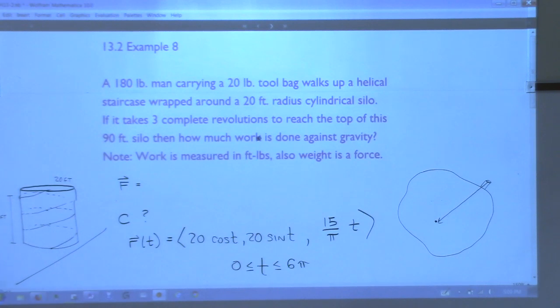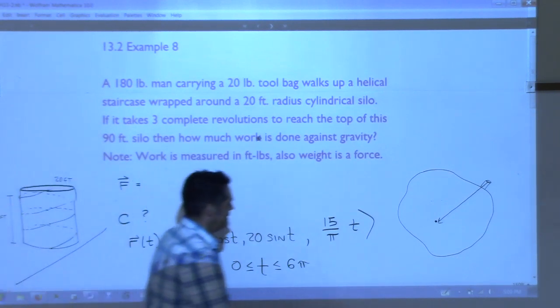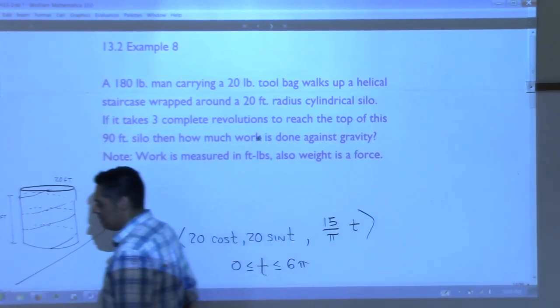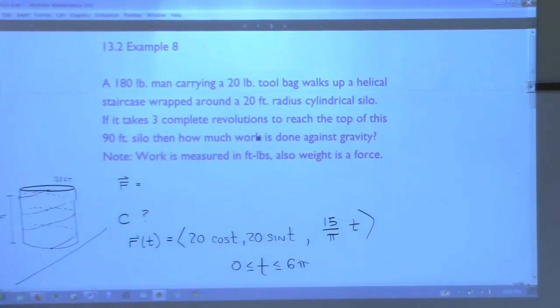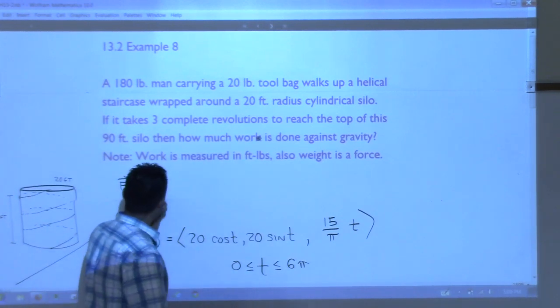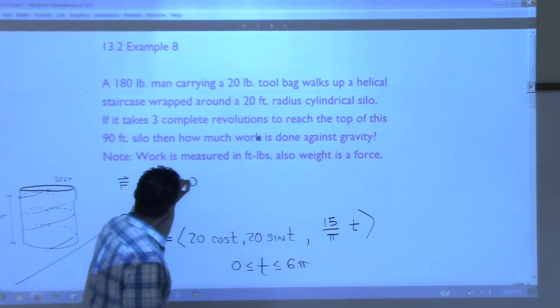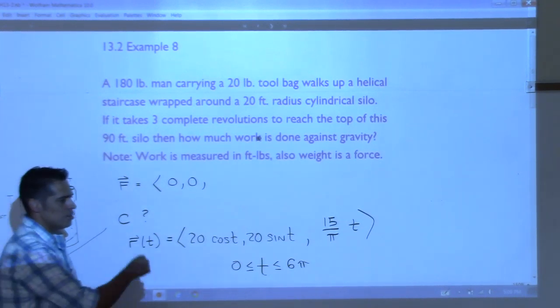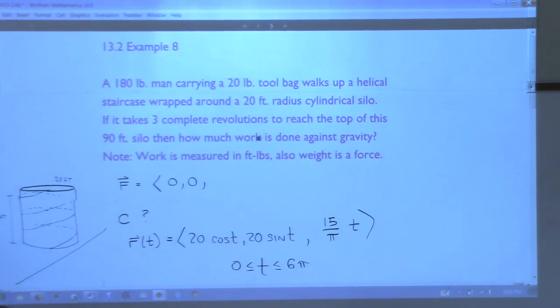All right, so what's the force? I still don't know what the force is. I know you've said gravity, but what is it? Straight down. It's a vector straight down. It's 0, 0, and it's straight down, so it's going to be negative. And is it constant? Yeah. 32 feet per second squared, that's acceleration.